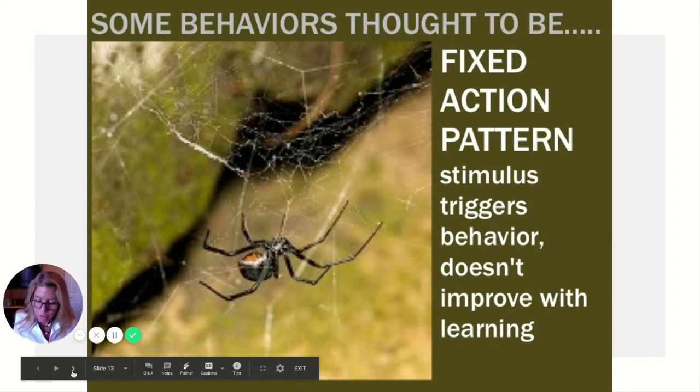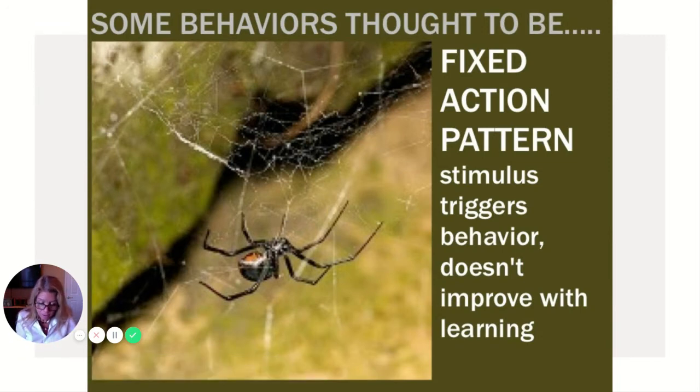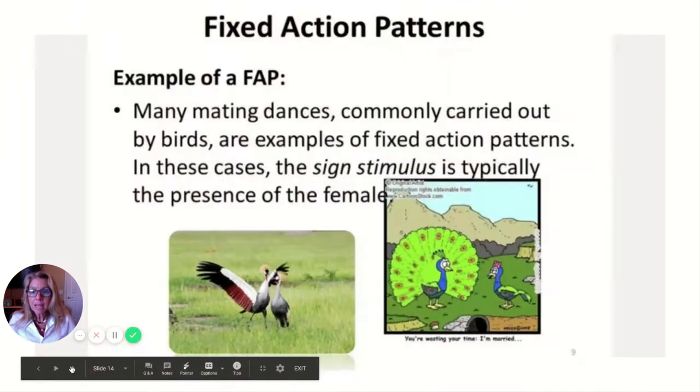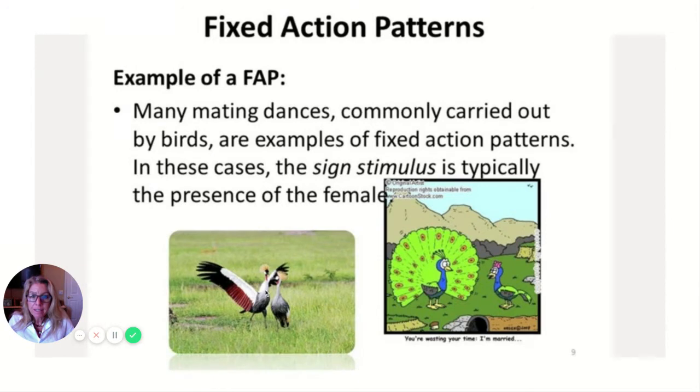So on your notes, a FAP, or a fixed action pattern, I gave you the definition already. A behavior that is always performed in the same way in response to a sign stimulus, like the truck might be a sign stimulus. For example, spiders building webs or mating dances, right? Birds, they see somebody that they would like to get together with, they might do a dance. All right, next. Oh, I have another example. So here are some mating dances commonly carried out by birds, and these are examples of a FAP.